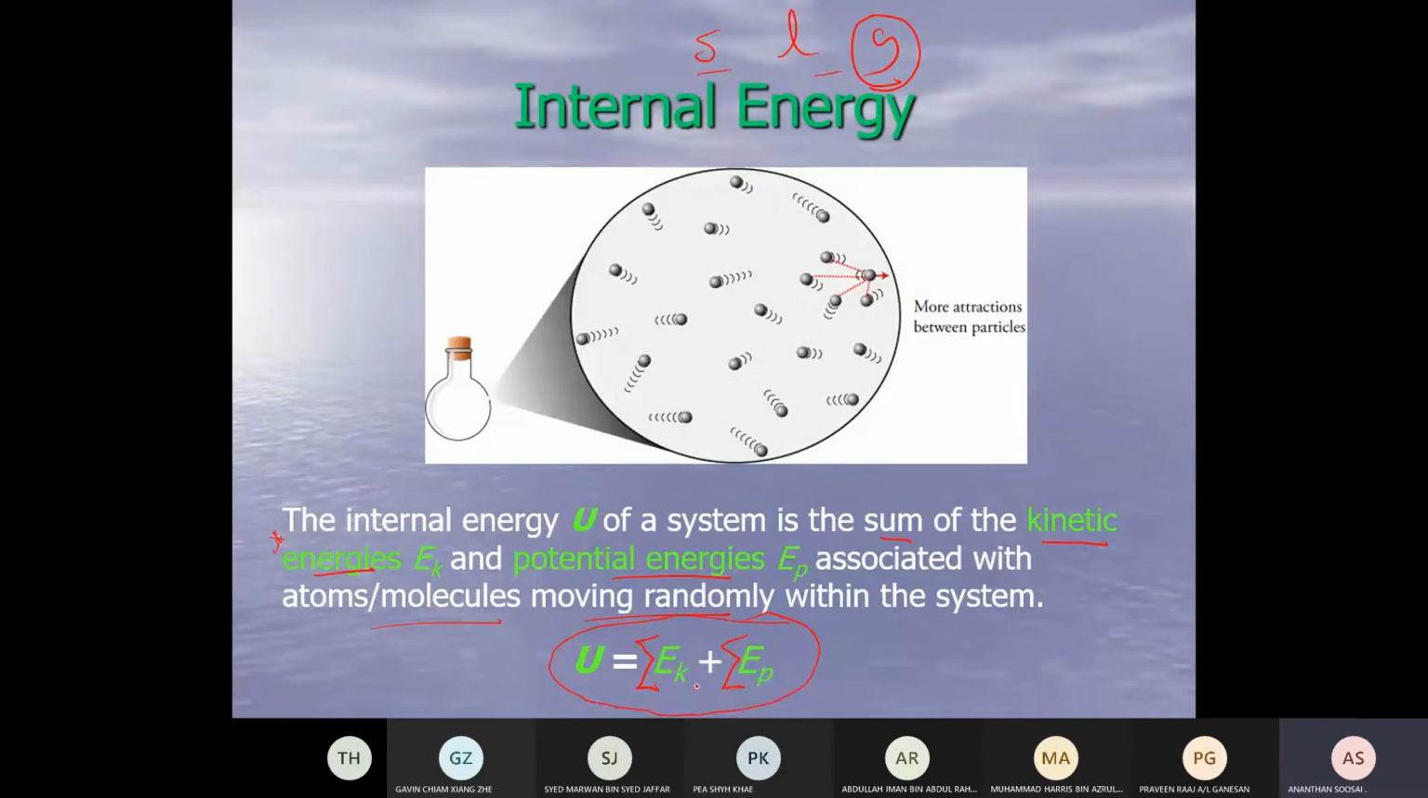Why gas? Because gas has the greatest kinetic energy compared to solid and liquid. Okay, so solid, liquid, gas, which has the greatest EK? Of course, gas. You know that, no problem, because it's moving a lot. Okay, now potential energy. Which has the greatest potential energy? Solid, liquid, gas.